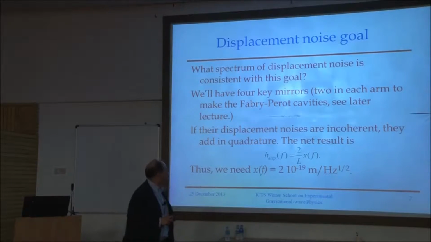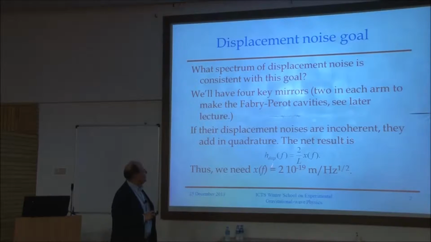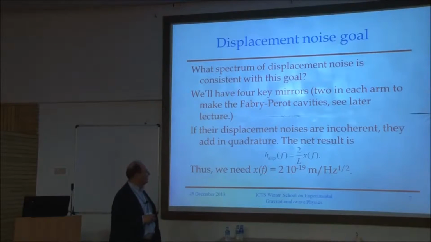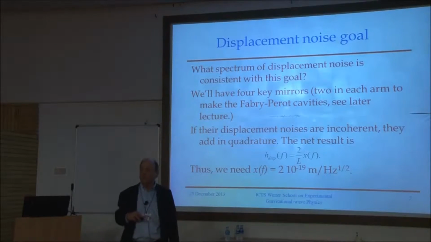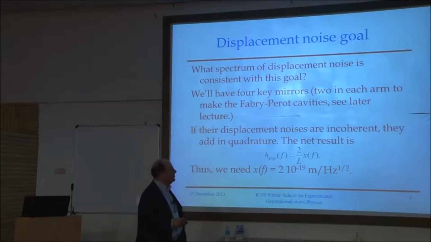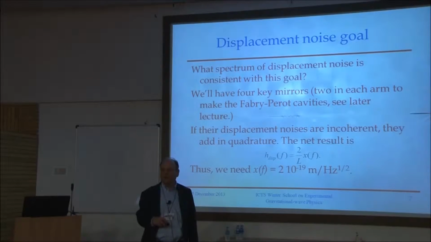And so the result of all of this is that we need, for a 4-kilometer system, a displacement noise in the vicinity of 100 hertz, if that's where we're looking for signals, of 2 times 10 to the minus 19 meters per root hertz. Okay? So that's my displacement goal that I would say my seismic isolation is a success. At least it's a success for a search near 100 hertz.